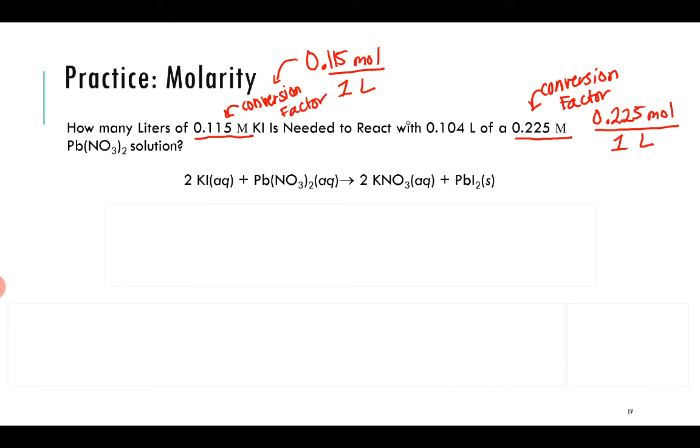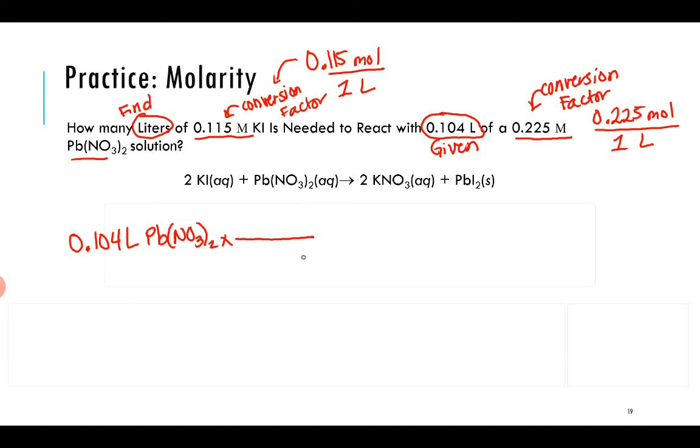So let's go ahead and get started. We always want to pick something with a simple unit as our given starting value, and we're asked to find liters. So we are starting with liters and we're trying to end with liters. So since we're given liters to start with, I'm going to write that, and then that was of the lead nitrate solution. So I'm going to label that before I forget what solution I was working with.